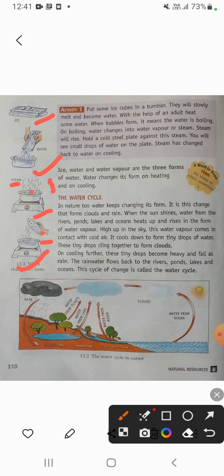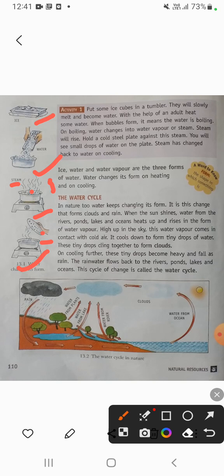So students, when we boil some water and it starts boiling, steam will come out, and this is water vapor.